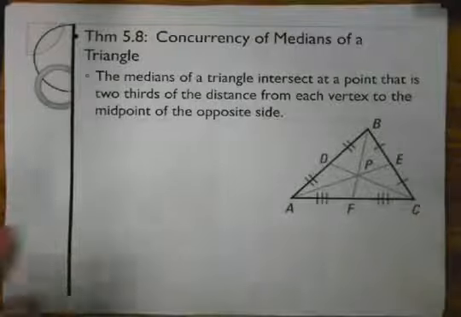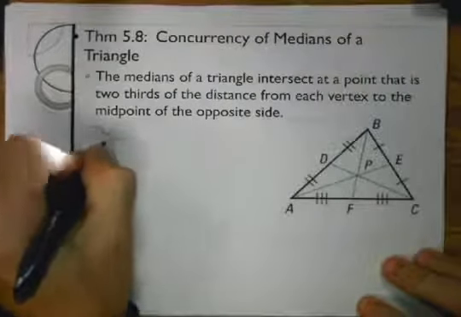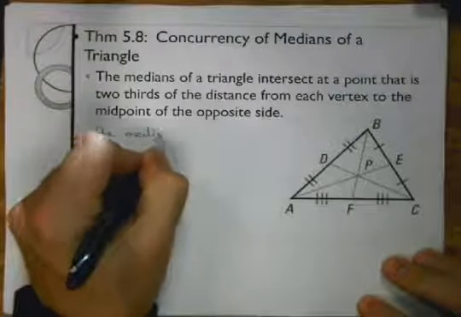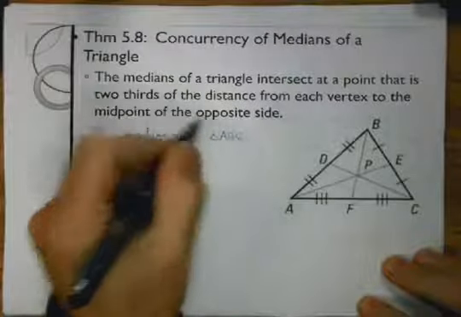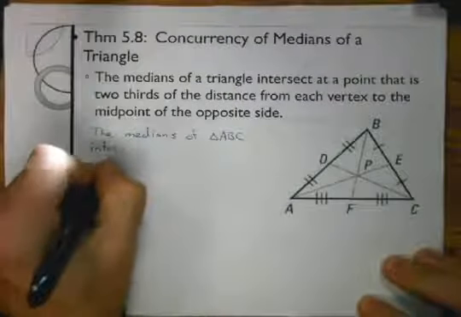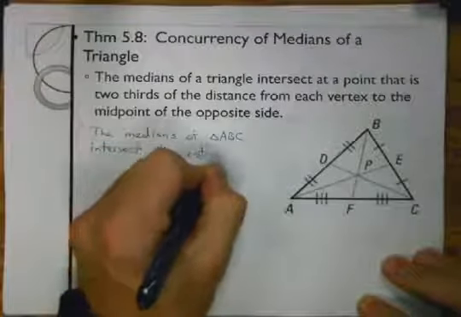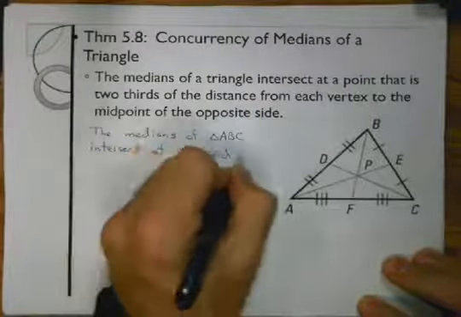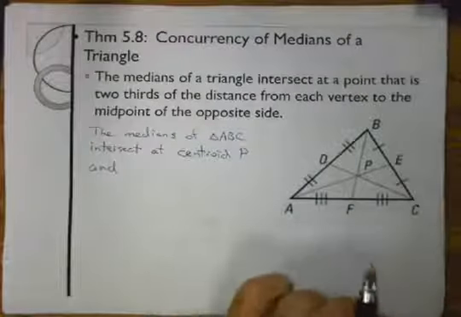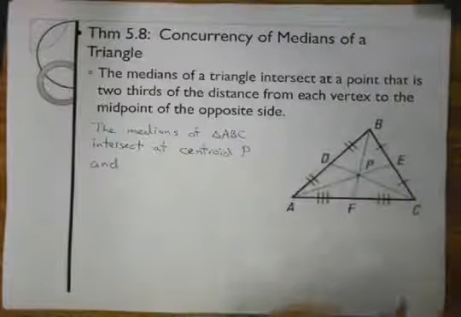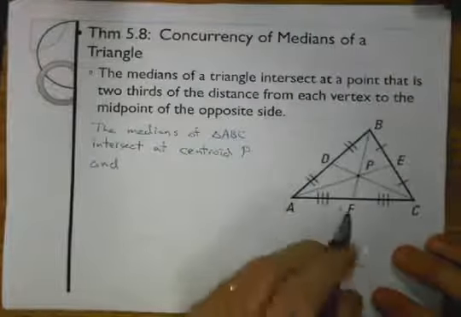So let's reword that and get it to fit a little better for us. So we start off with the medians of triangle ABC intersect at centroid P. So we know they intersect. That's the point they have in common. That's point P. Now, they're 2/3 the distance from each vertex.